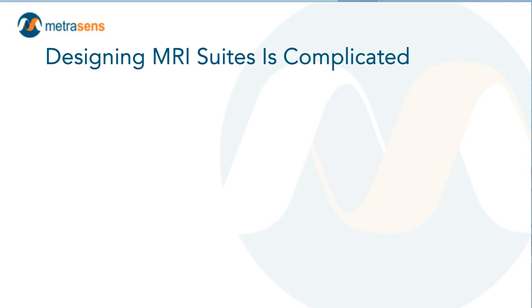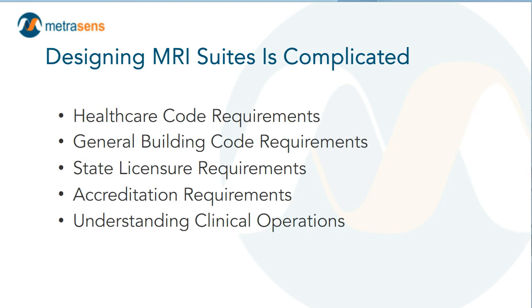We have to deal with healthcare code requirements, general building code requirements that probably layer on top of whatever the health code design requirements are. State licensure, and your state licensure may reference existing healthcare design standards or code requirements, and likely invokes general building code requirements as well, and may layer on top of that some of its own homebrew expectations.